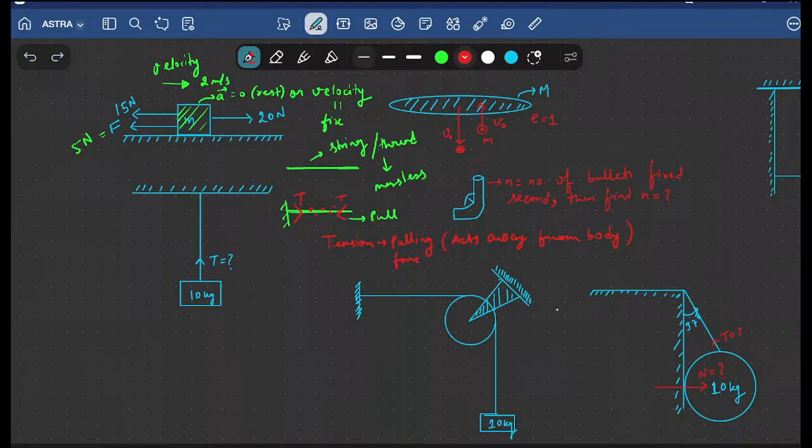Now you tell me, where should tension act? If I talk about this surface, the ceiling, then the tension must act in the downward direction. This thread must be trying to pull the ceiling downward, because I've already said that tension always acts away from the body. Highlight it: tension always acts away from the body. And here the tension must act in the upward direction.